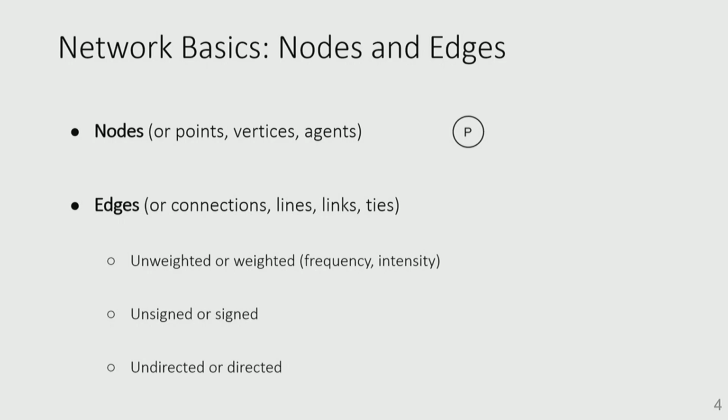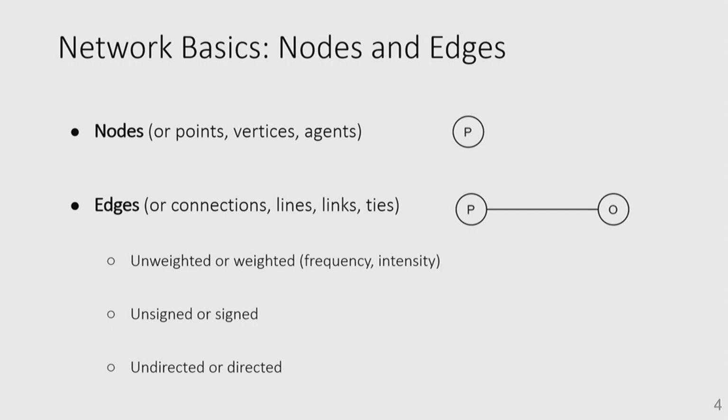So some basics about networks. In networks or graphs, we have nodes and edges. There are other names for nodes. Some people call them points, vertices, or agents. So this would be a node. This is node P. In a social network, this node represents a social entity, for example, a person. Then we have edges, which are also called connections, lines, links, or ties, depending on the discipline. And an edge would be the connection between two nodes.